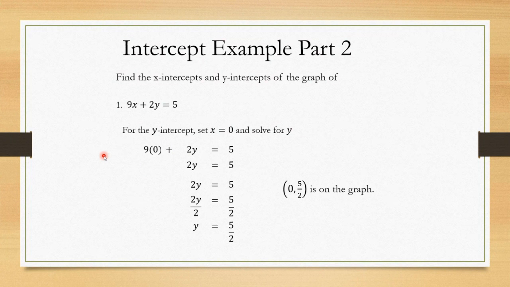Now we solve for y. Not sure why I wrote the equation 2y equals 5 more than once, but that's okay. We have 2y equals 5 once we set x to be 0. Divide both sides by 2, because we want to know what y is. So y is 5 over 2. So the point is 0, 5 over 2. Again, this is on the graph, but really the answer is this number, 5 over 2.